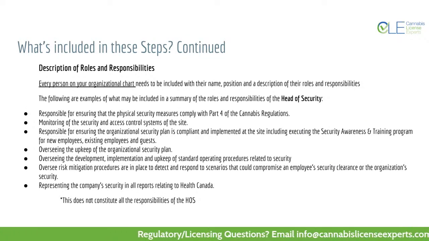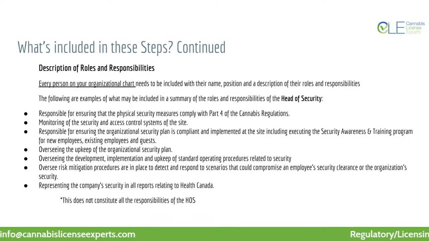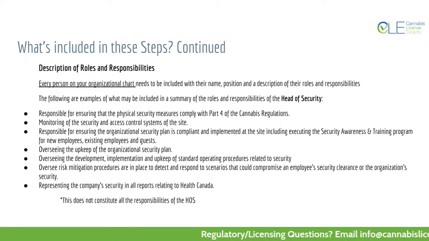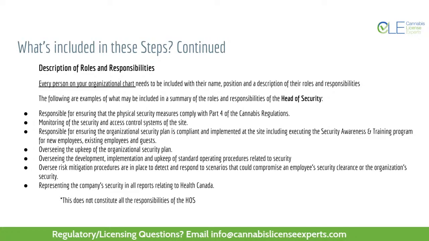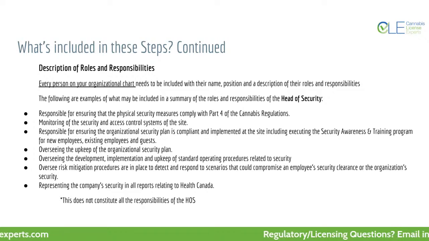Okay, now we have to list the roles and responsibilities of each. So every person on your organizational chart needs to be included, again, with their name, their position, and then a description of their roles and responsibilities within your organization. The following are examples of what may be included in a summary of the roles and responsibilities of a head of security. So that role is going to be responsible for ensuring that the physical security measures comply with Part 4 of the cannabis regulations.